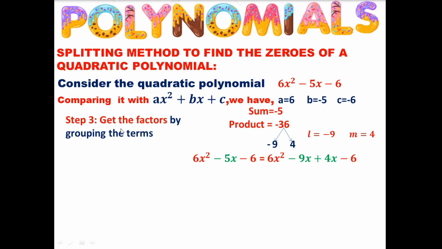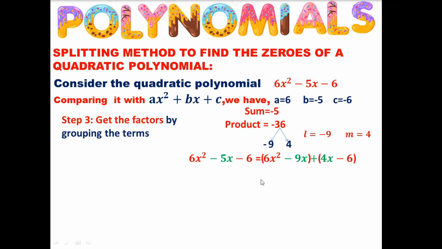Step 3, get the factors by grouping the terms. Okay, now I'm going to group the terms. I'm going to group the first two terms and the next two terms. Now let's consider the first two terms. I can take some factors common outside. From the two terms, I can take 3x common outside, so that the remaining term will be 2x minus 3. So from the first two terms, I have taken 3x common outside, so that I get the remaining term as 2x minus 3.